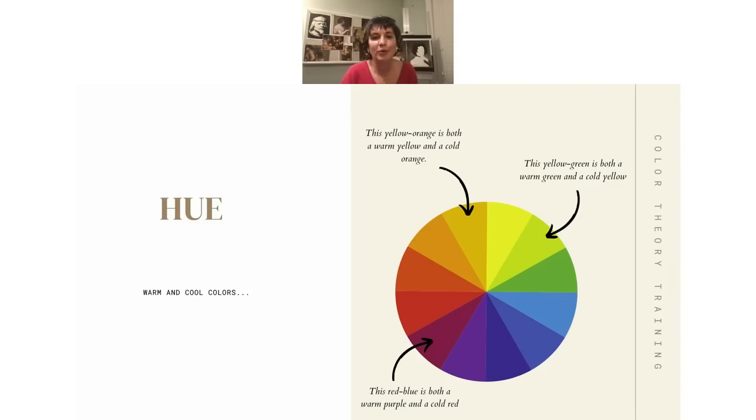Every hue is both warm and cool. It's just a way to describe what you're comparing it to. So for example, this yellowy orange, you could say that's a warm yellow, or you could say that's a cold orange. Both of those things are true. The only thing that makes it warm or cool is what you're relating it to. So that middle green, it's a cold yellow or a warm green. It's both of those things. All right. So every color is both warm and cool, right?